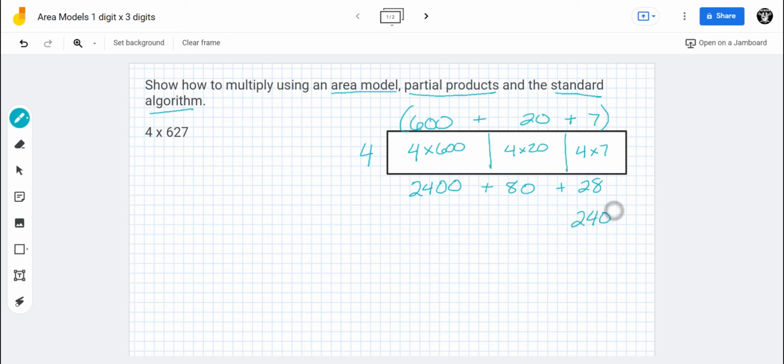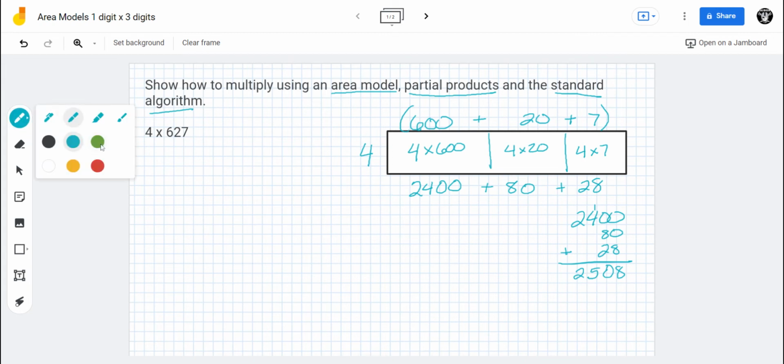And here we go. You're just going to add them all together to get your final product. So you have 2,400 plus 80 plus 28. And we will add all of those up. 0 plus 0 plus 8 is 8. 0 plus 8 plus 2 is 10. We'll carry that 1. 1 plus 4 is 5. And 2 plus nothing is 2. So we have 2,508. That's using the area model.